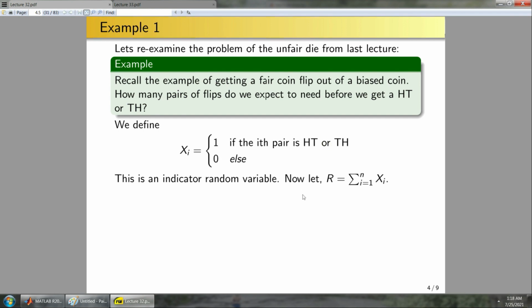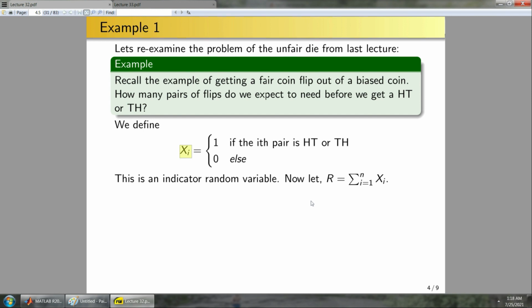So now what I'm going to do is introduce a new variable. I'm going to let R be equal to the sum from i equals 1 to n of this X_i. So X_i is a random variable, right? R is the sum of random variables. So the sum of functions is going to be a function. So R is itself a random variable.